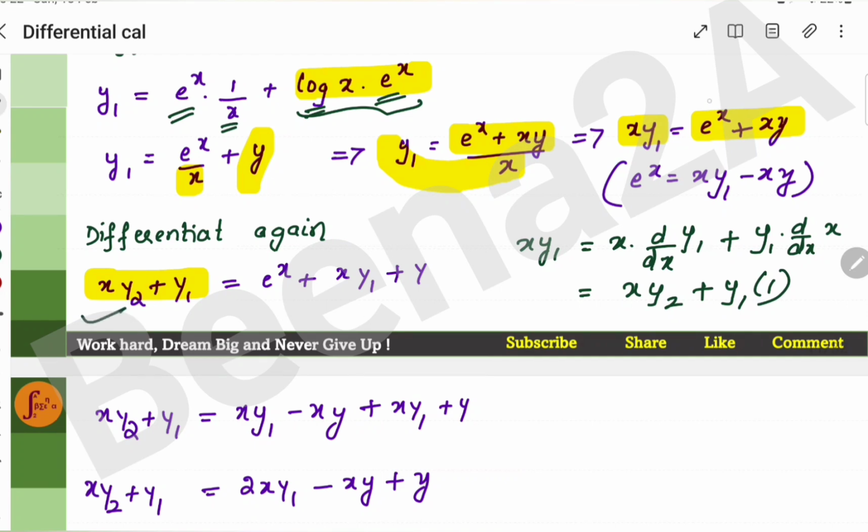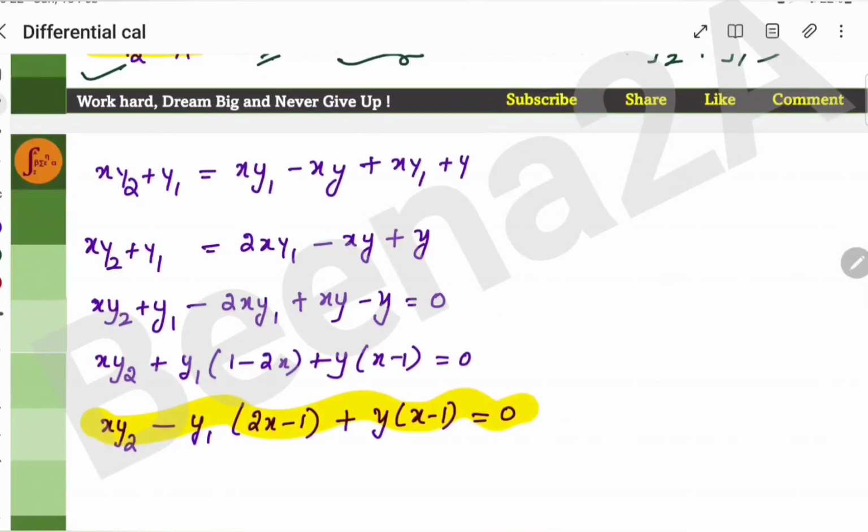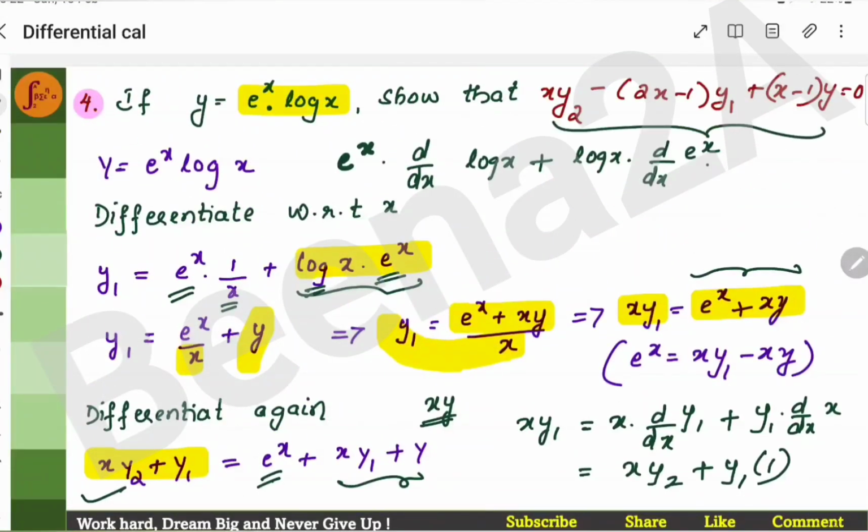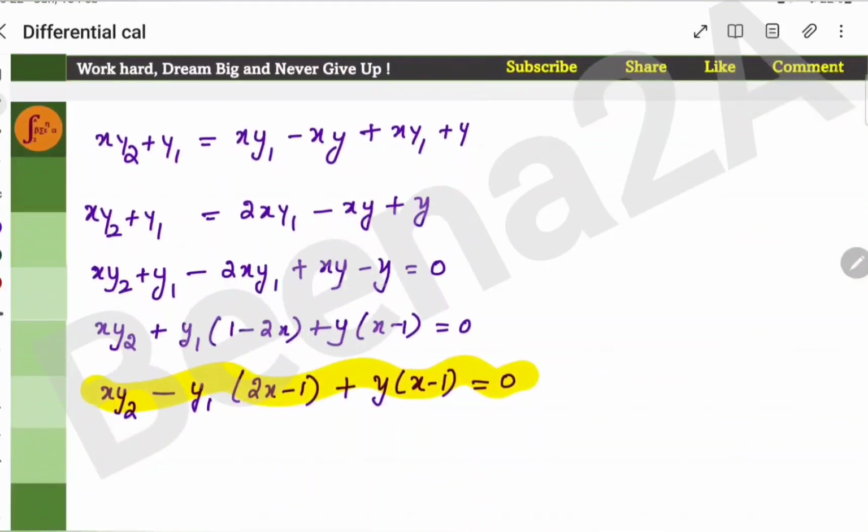Then you have to differentiate this side also. Derivative of e to the power x is e to the power x. Derivative of xy, again you have to use product rule. You'll get this expression, right? Then rearrange the terms, right? Remember these. You have to get terms similar to this. Simplify and rearrange, and then you can prove this particular expression.